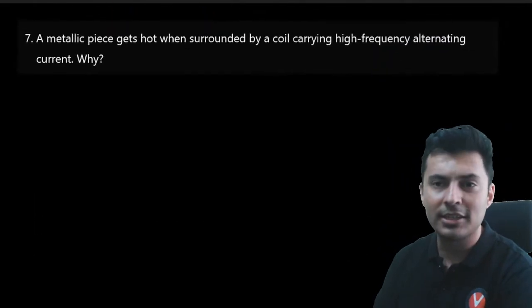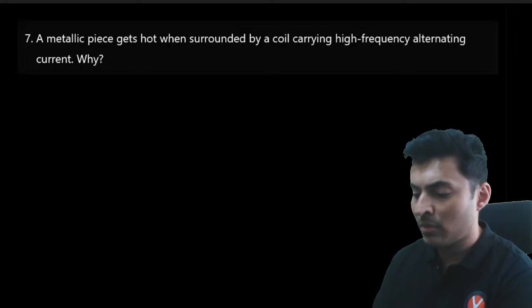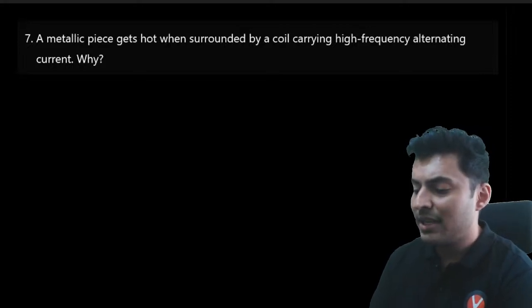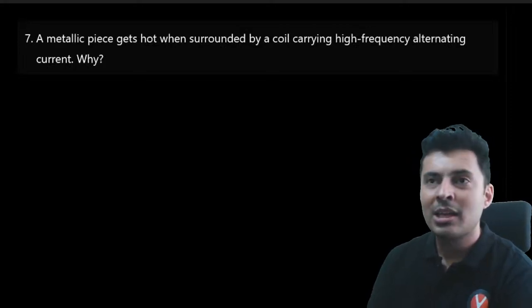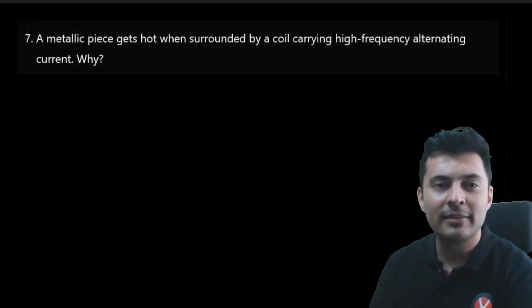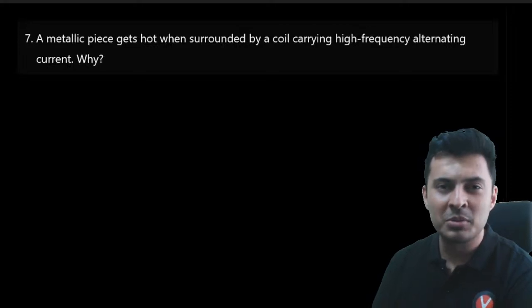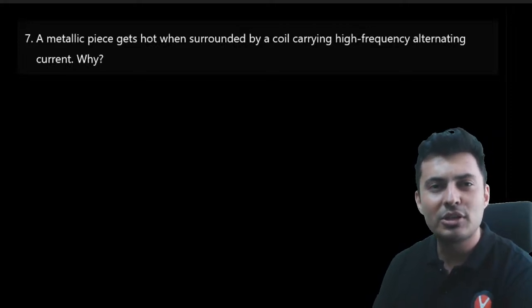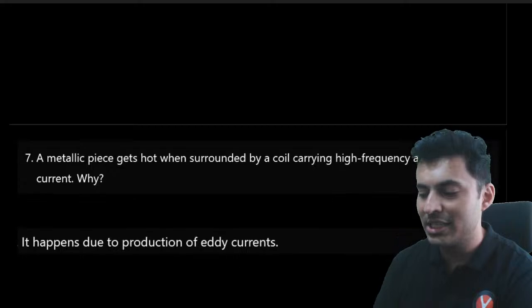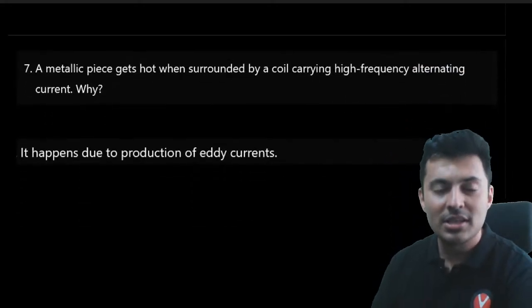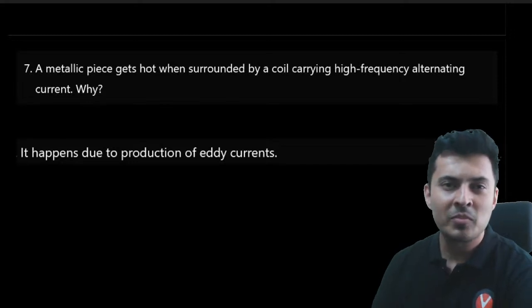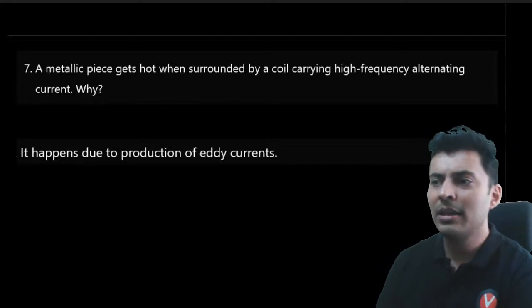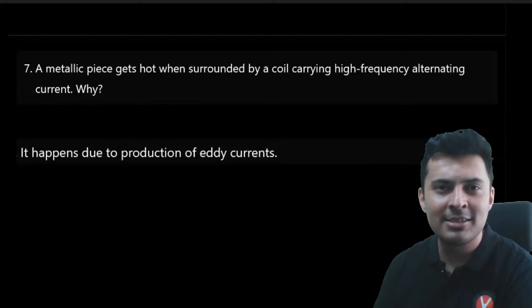Okay, we are going to have a break after this particular chapter. A metallic piece gets hot when surrounded by a coil carrying high frequency alternating current. Why? Heating of conductors when magnetic field is going to be passed through it is a direct effect or consequence of eddy currents. So, changing magnetic fields produce induced current loops in the conductor which are called eddy currents. These eddy currents are random and they follow a path of least resistance.